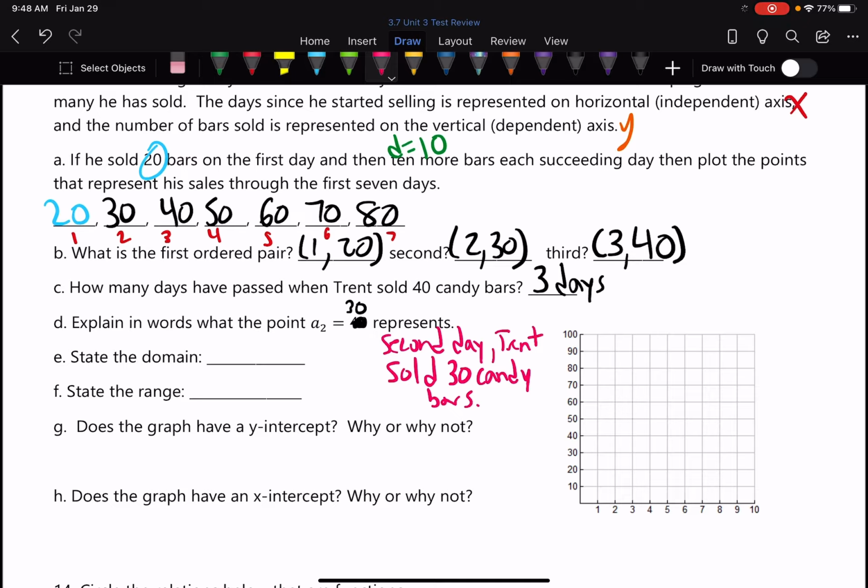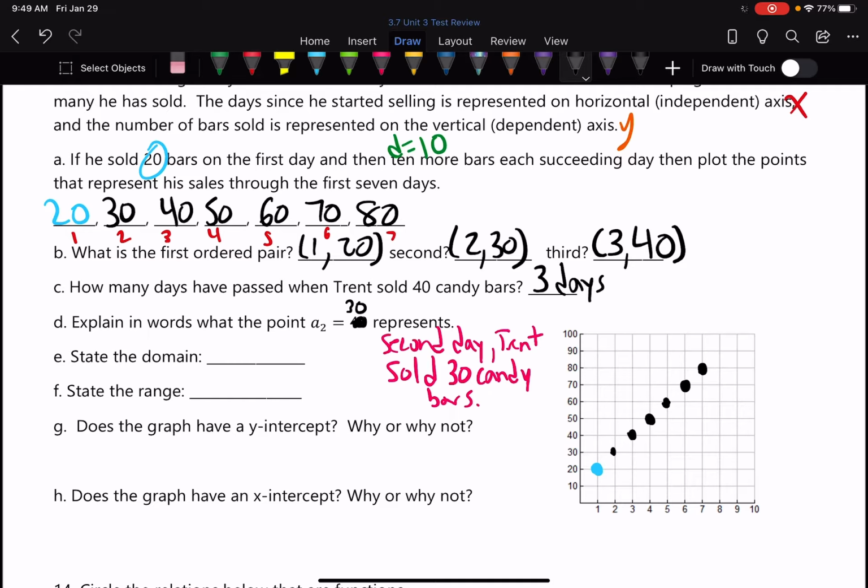Now let's go ahead and plot these points. So I know on the first day, he sold 20. Second day, he sold 30. Third day, he sold 40. Fourth, he sold 50. Fifth day, he sold 60. Sixth day, he sold 70. And the seventh day, he sold 80.